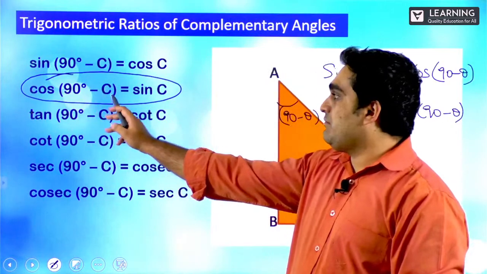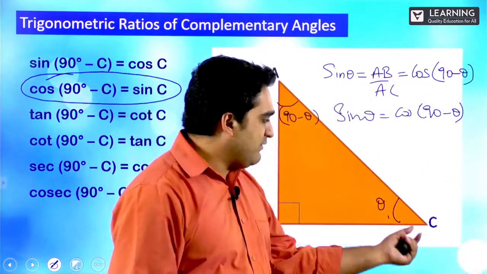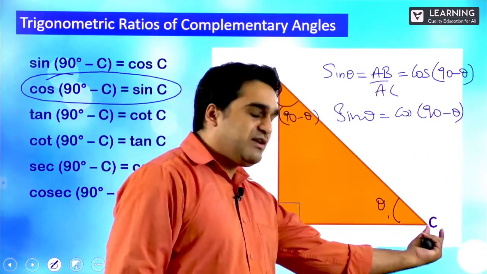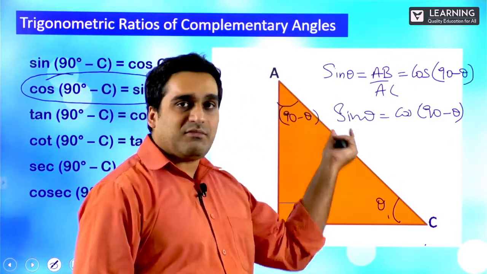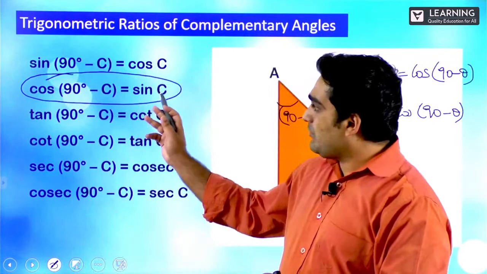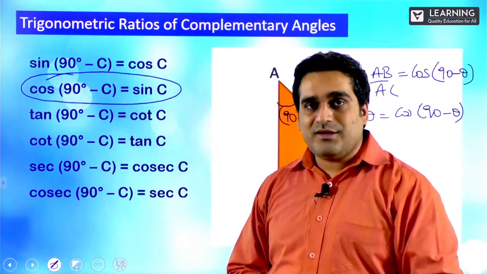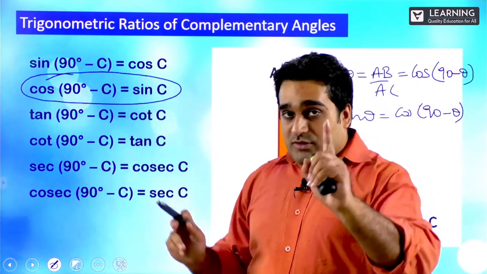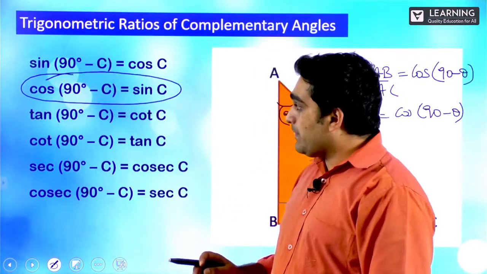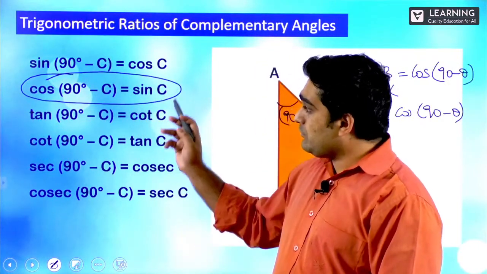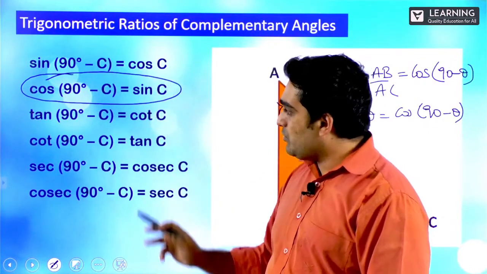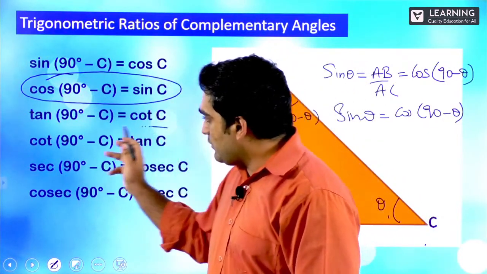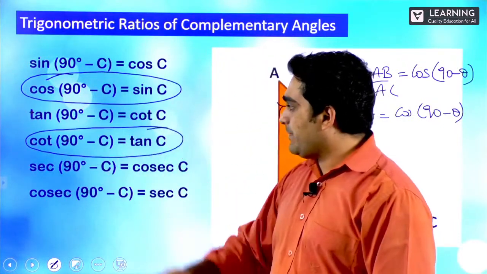Cos 90 minus theta. Now I've just mentioned theta, but if you take it as the angle C, then here you have 90 minus C. Yes? I will show you one more. Which one shall I choose? Okay, I'll choose this.